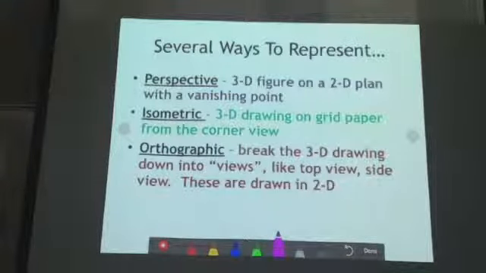There's a couple ways we can draw 3D drawings, and we're going to practice all 3 of these together today. First, we're going to do perspective drawings, which is a 3D figure on a 2D plane with a vanishing point. I'm going to teach you how to draw those today. Then we're going to move on to our isometric dot paper and do some 3D drawings. And then lastly, we're going to do some orthographic views. Orthographic views, we draw them in 2D, but we're going to be looking at the top of the shape, the left of the shape, the right of the shape, the bottom, the back. There's 6 different ways we can look at orthographic views. So let's jump right in.